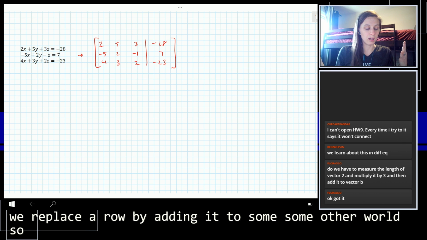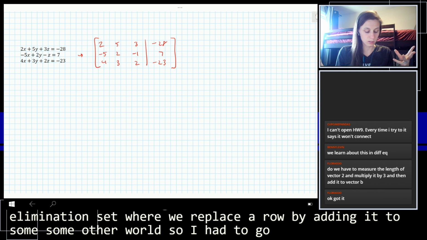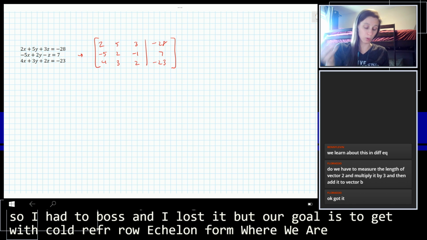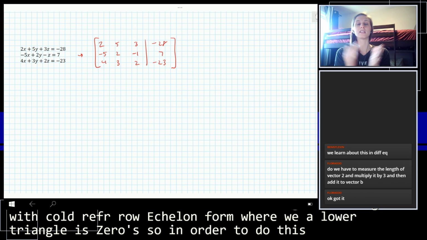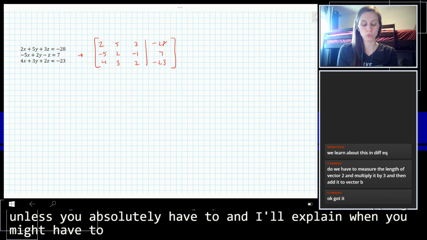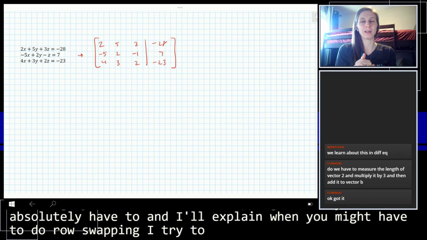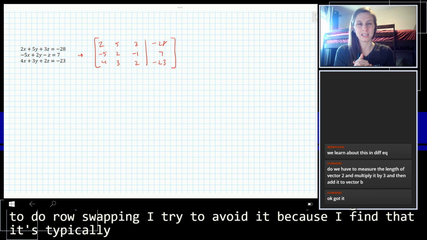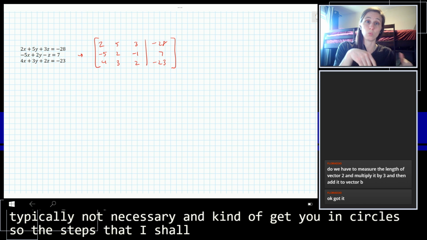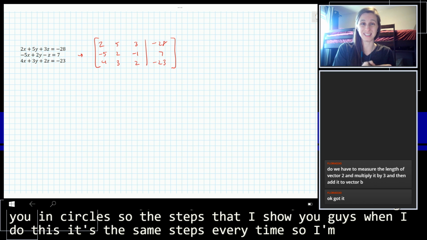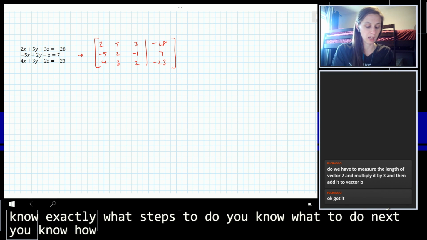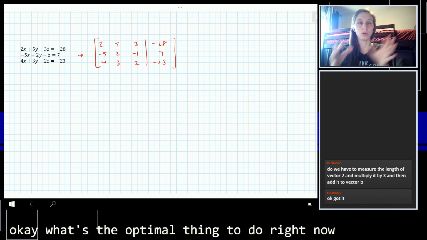But our goal is to get what's called REF, or row echelon form, where we get a lower triangle of zeros. In order to do this, in general, I encourage you to not do row swapping unless you absolutely have to, and I'll explain when you might have to. I try to avoid it because I find that it's typically not necessary. It kind of gets you in circles. The steps that I show you guys when I do this are the same steps every time, the algorithmic version, because if you know exactly what steps to do, you know what to do next. You don't have to sit there and think, what's the most optimal thing to do right now? So just to let you know.